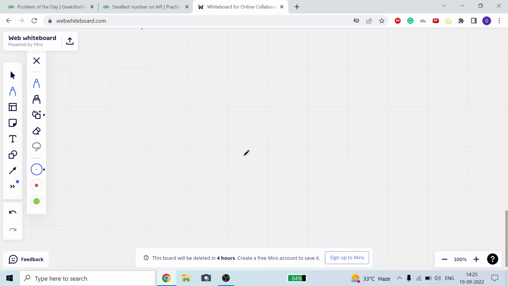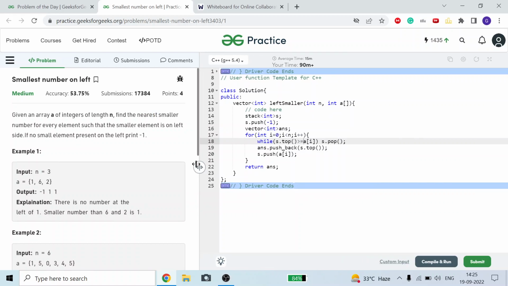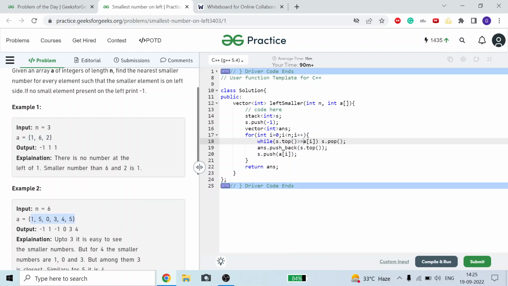On the left side, we have to find the smaller number than the current number. Like for 1 it is -1, for 2 it is 1, for 6 1 is smaller, for 2 1 is smaller. Similarly, you can try to run it yourself.